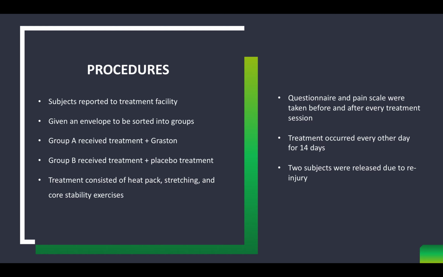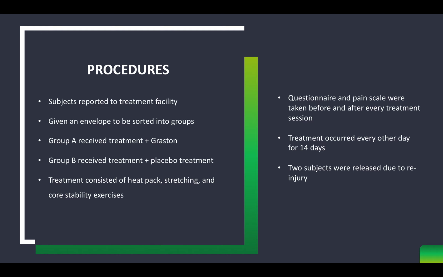All the individuals were given an envelope, so they would be sorted into groups and would keep the study blind, so they wouldn't know what they would be getting. Group A received treatment and Graston, so they were the ones actually receiving the Graston technique, and then Group B received treatment and then a placebo treatment, so they had Graston just lightly rubbed over them to make it seem as though they were receiving the treatment when they actually were not.